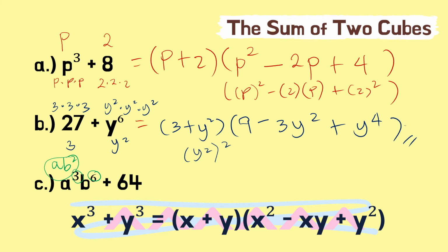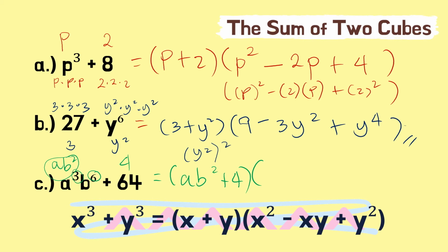So, this is the first number. How about the second number? What number, when you use it as a factor 3 times, will result to 64? That is 4. 4 times 4 is 16, times 4 is 64. So, our second number is 4. Okay, so same procedure, expressed as addition: ab squared plus 4.